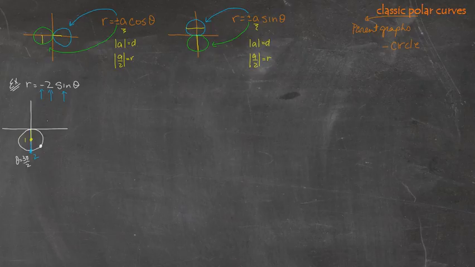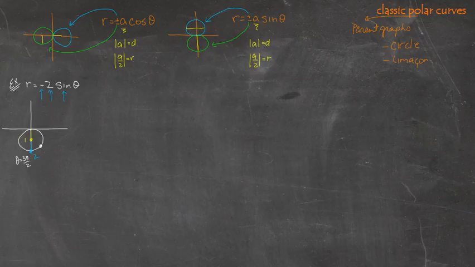The next polar curve that we want to look at, or classic polar curve, are limacons. Limacon. And I think I said it wrong. Limacon. No, that's right. So limacon, it's French, it means snail.